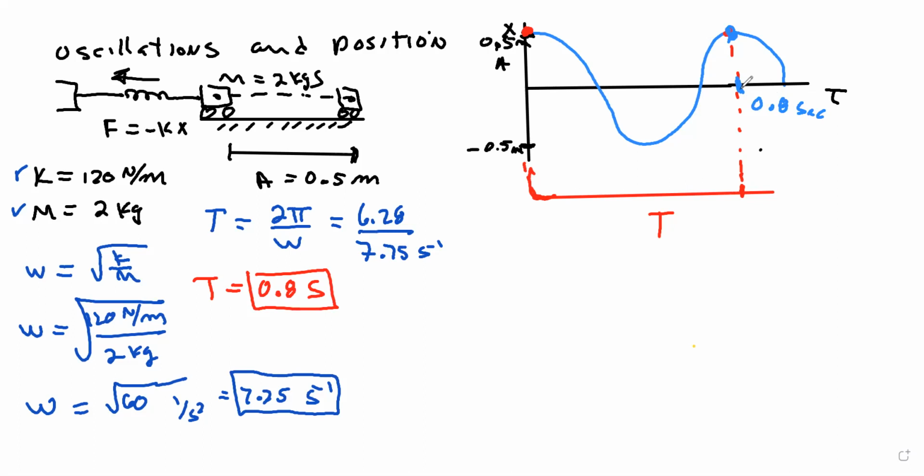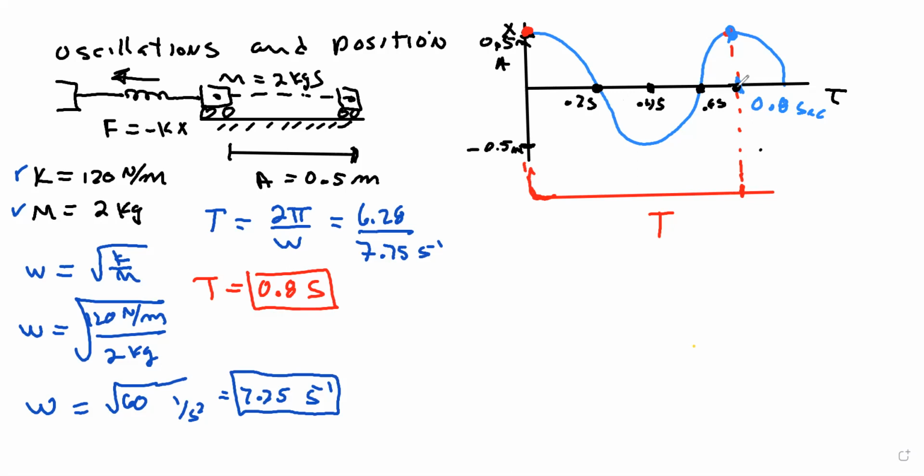And you can say that this part here is going to be 0.2 seconds. And then you got this middle part right here. It's going to be another one. So this is going to be 0.4 seconds because 0.2 plus 0.2. And then here it's going to be 0.6 seconds. And here is going to be the 0.8.